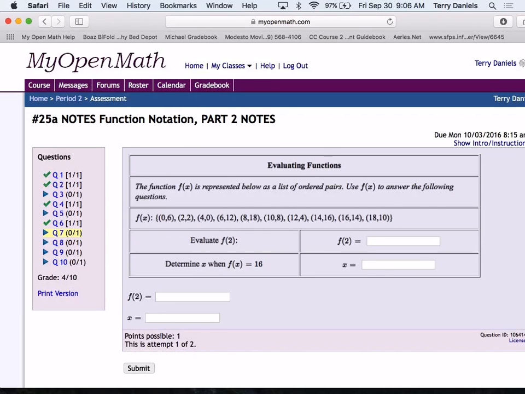So let me ask you now, when the input is 2, what is the output? It's 2, because this is when the input is 2 right there, so we're utilizing that ordered pair, so the output is 2. In the second part, when the output is 16, what is the input? Tell me. It's 14, good, because right there is the ordered pair where the output is 16, so the input would be 14. All right, you go ahead and do number 8, and then I have one last little thing to talk about.